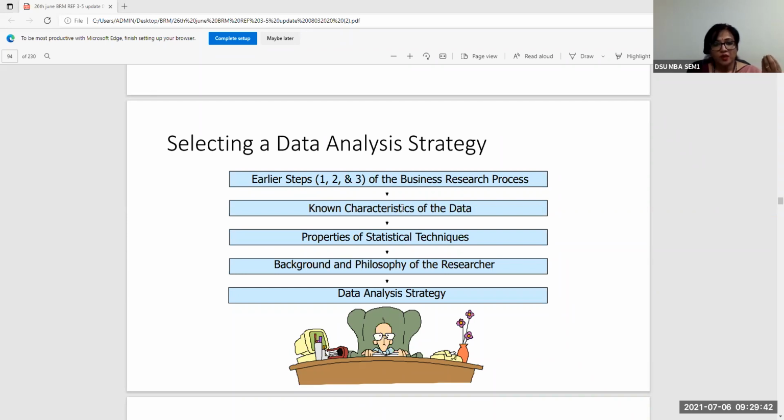Are you dealing with qualitative data, quantitative data? Are you dealing with open-ended questions or closed-ended questions, structured questions, unstructured questions? How are you going to collect the data? Are you going to administer different types of questions in the same questionnaire? All of these. Then you need to understand the third step in the process that you're seeing on the screen, which is the properties of the statistical techniques. So depending on the type of data or the scale that you're using, you can subject that particular data to a particular type of analysis, right?